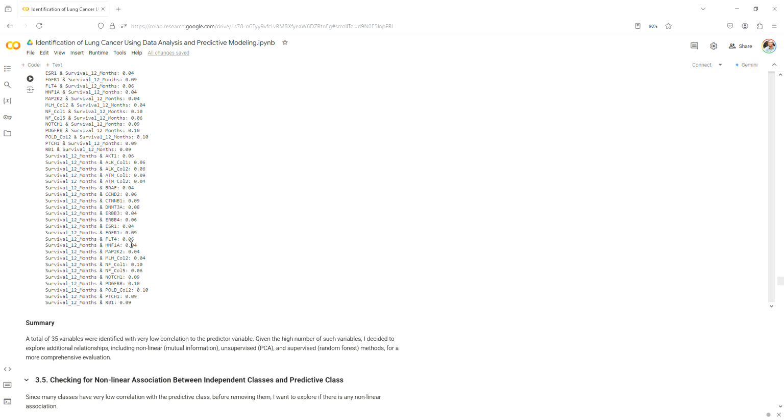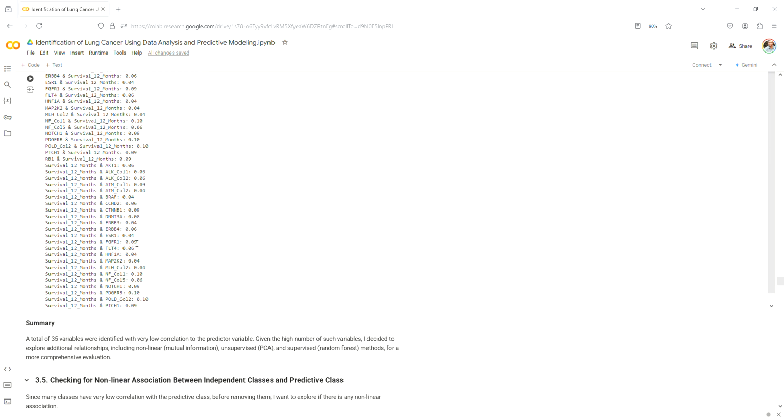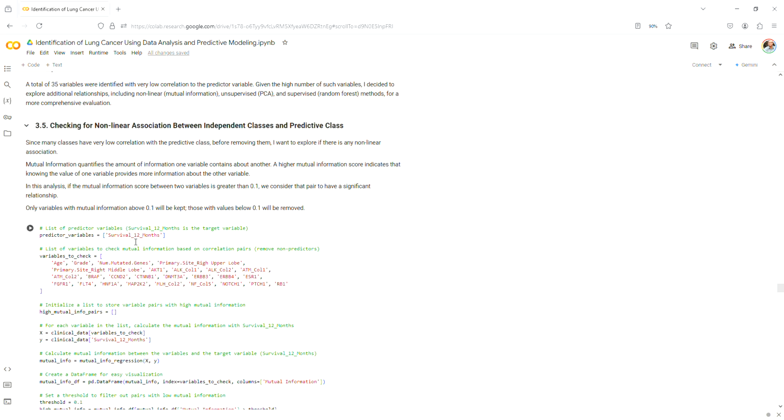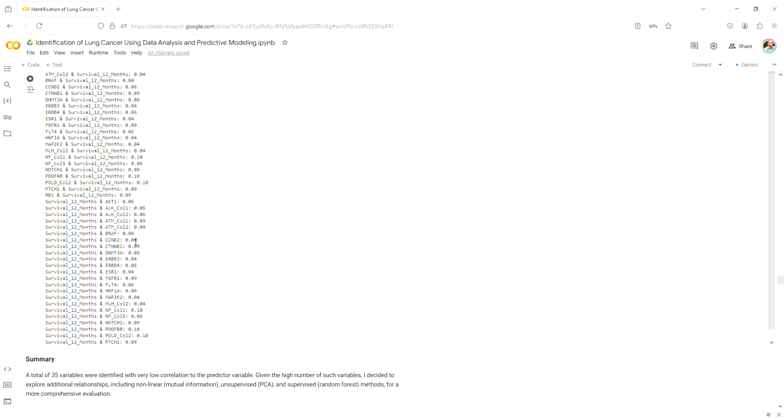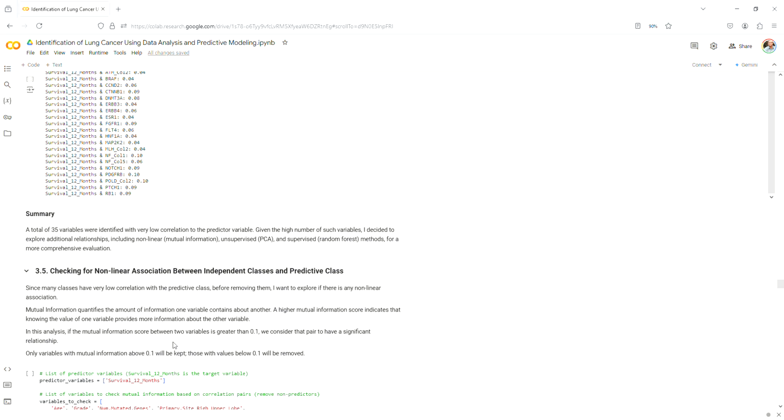You see, correlation is a linear relationship. So sometimes there is a nonlinear, curve-like relationship present in the data that correlation never finds. So even though there is no correlation, I thought let's go further and check if there is any nonlinear relationship or any other kind of relationship.